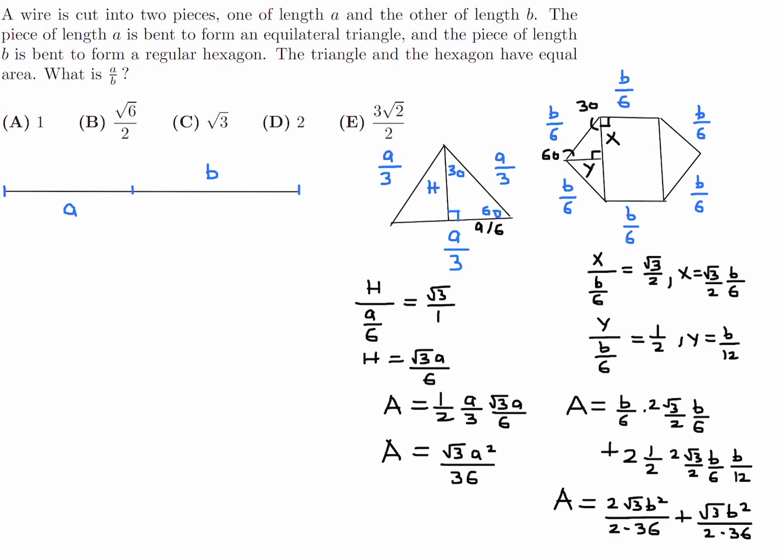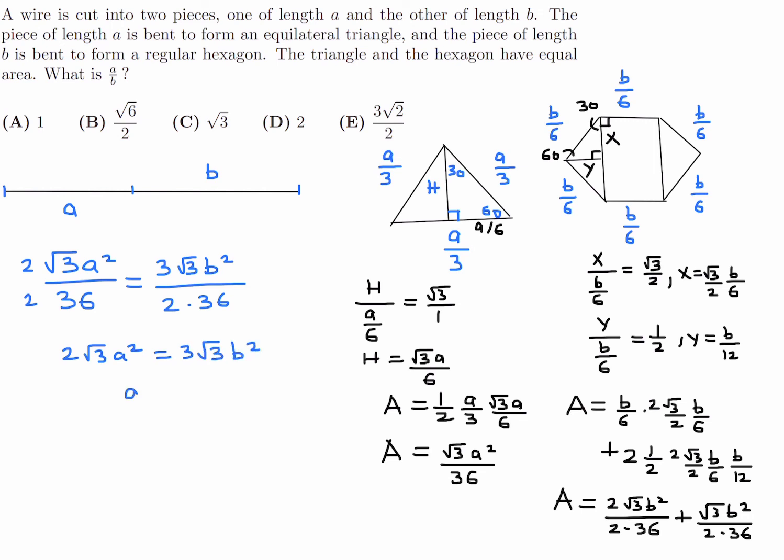That's my final step. So root 3A squared over 36 is the same as 2 root 3 plus root 3, that's 3 root 3, B squared, and that denominator is 2 times 36. Well, let's get a common denominator, multiply top and bottom by 2. The denominators vanish, and all I'm left with is 2 root 3 A squared is equal to 3 root 3 B squared. Put the A squared over the B squared because we want to get A over B. And that means you got 3 root 3 over 2 root 3. And that's going to be 3 over 2 is A squared over B squared.